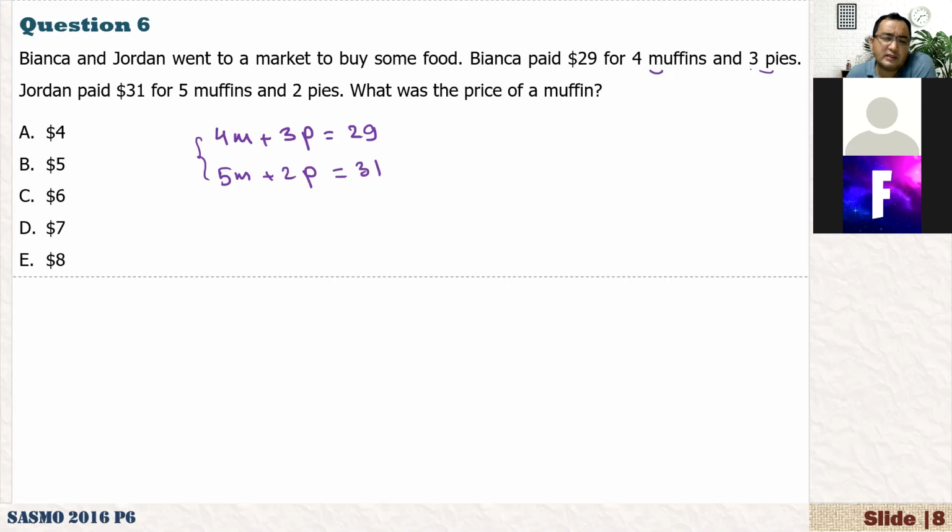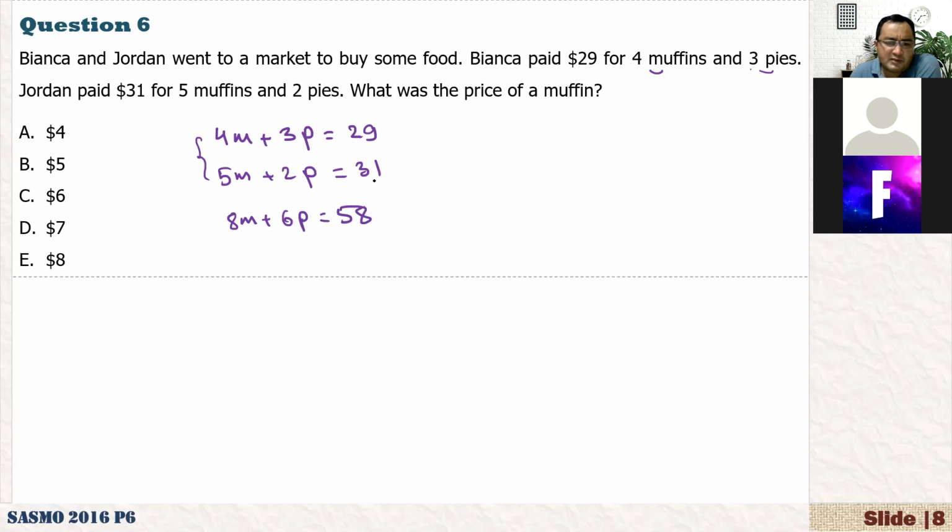To do this one, we know that in equations, if you multiply both sides by a constant, it does not change the solution. So now I'm going to multiply both sides of the first equation by 2. 2 times 4, here I have 8m. 2 times 3, I have 6b. 2 times 29, here we have 58.